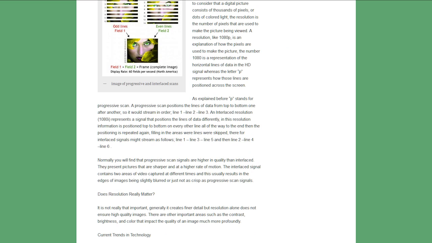Normally, you would find that progressive scan signals are higher in quality than interlaced. They present pictures that are sharper at higher frame rate motion. The interlaced signal contains two areas of video captured at different times. This usually results in the edges of the images being slightly blurred or not just as crisp as the progressive scan signals.